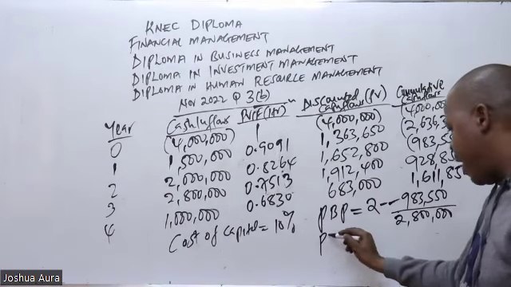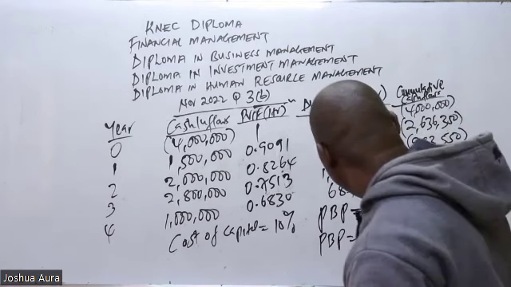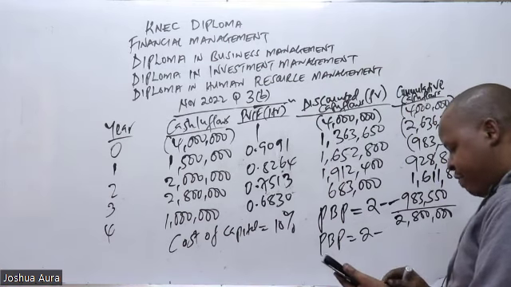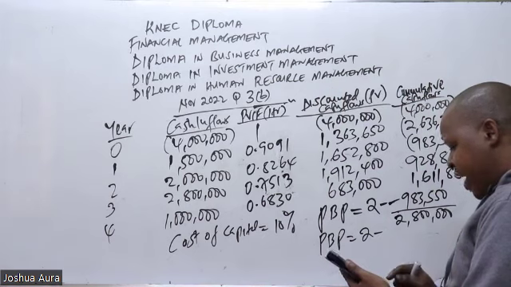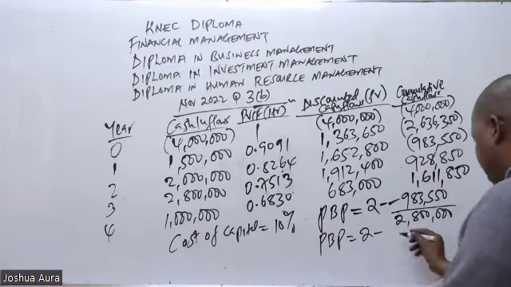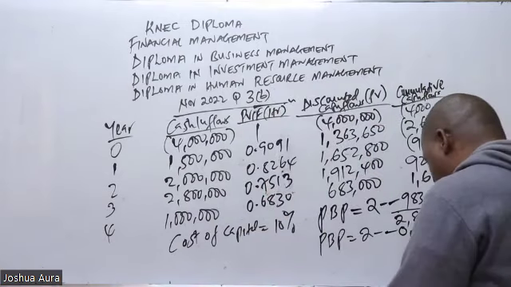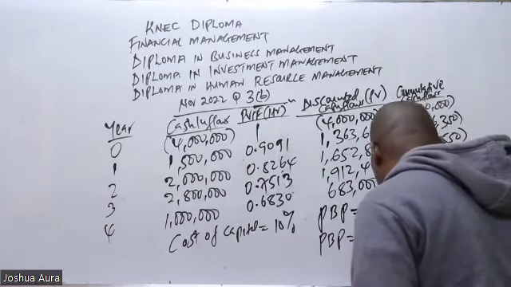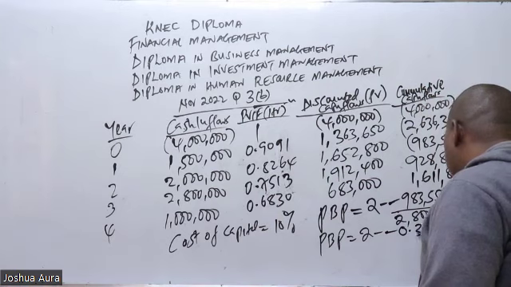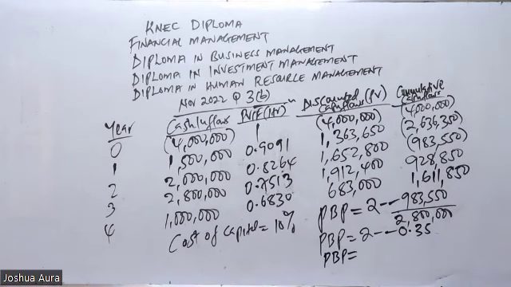So our payback period will be equal to 2 minus 983,550, we divide by 2,800,000. What are we getting? We are getting minus 0.35, to two decimal places.